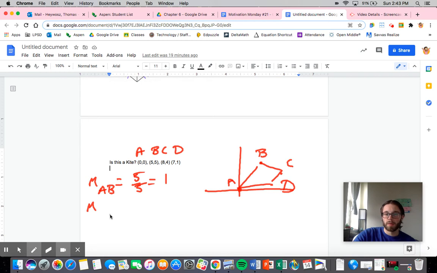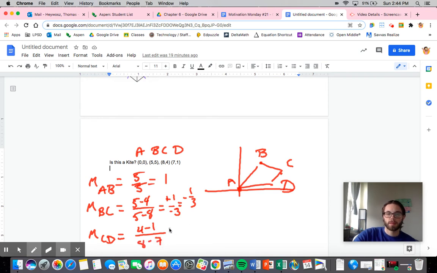Let's find the slope of BC. Let's just go all the way around and find the slopes. BC: change in y is 5 minus 4, change in x is 5 minus 8. Going to be negative 1 over negative 3. So negative 1/3. Slope of CD: change in y, 4 minus 1, change in x, 8 minus 7. Going to be 3 over 1.